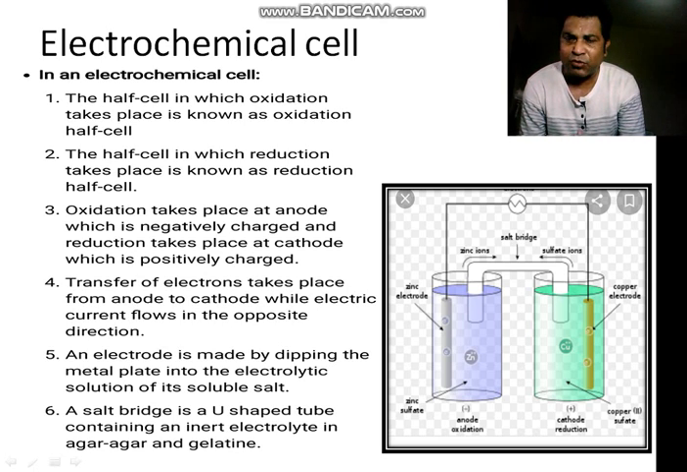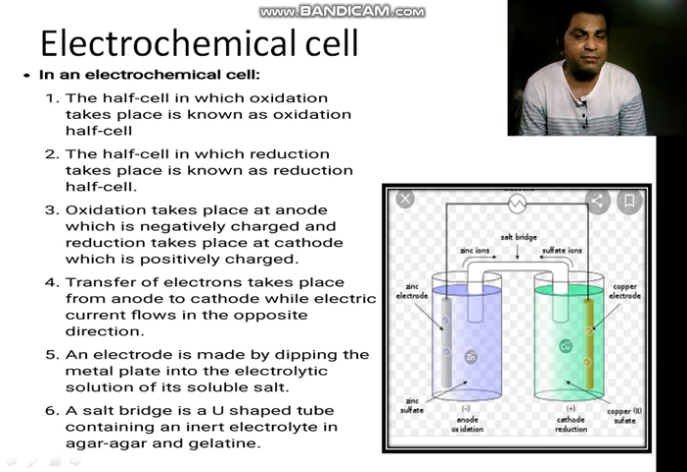Now, electrochemical cell. This figure shows the electrochemical cell. The half cell in which oxidation takes place is known as the oxidation half cell, and the half cell in which reduction takes place is known as the reduction half cell. Oxidation takes place at the anode, which is negatively charged, and reduction takes place at the cathode, which is positively charged. Transfer of electrons takes place from anode to cathode, while electric current flows in the opposite direction.